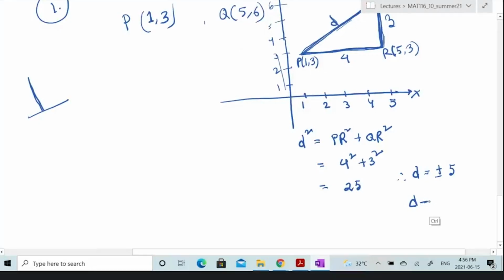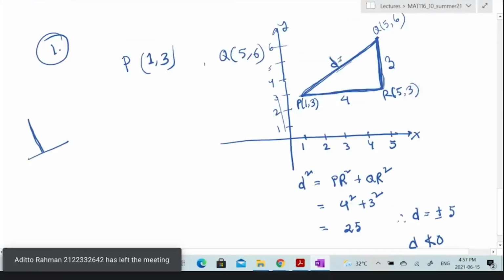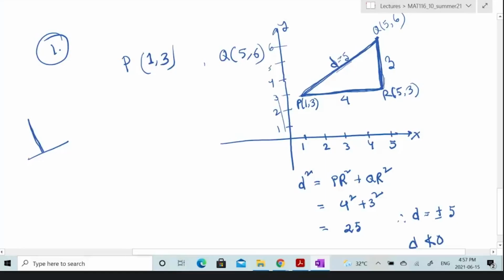I should write this: d cannot be less than 0, or d cannot be negative. So d should be positive 5. So here d is equal to 5. That means the distance between P and Q is 5. Is it clear? Yes, ma'am.